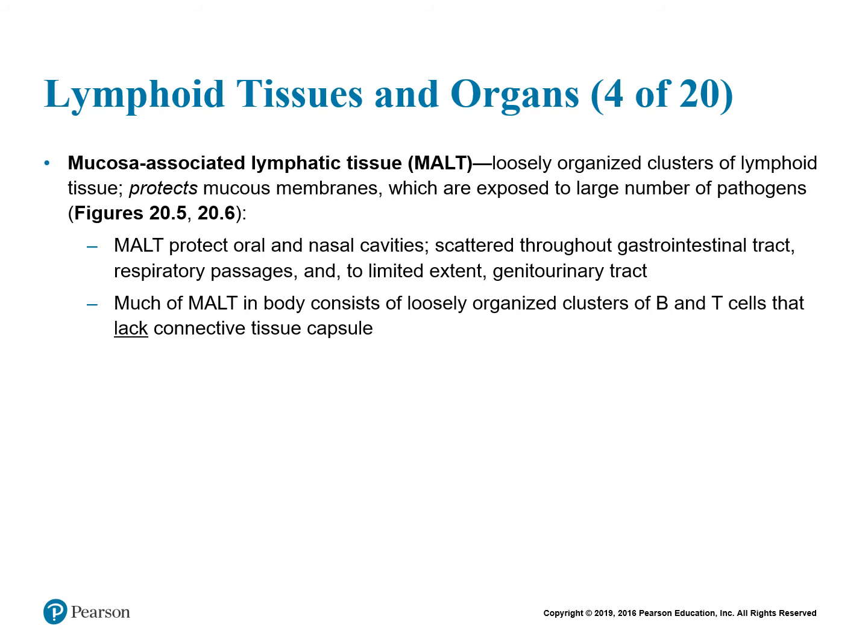So the mucosa-associated lymphatic tissue is, again, really, really loose. It protects the mucous membranes. And again, you also have a source of white blood cells in that MALT. It usually lines your oral and nasal cavities, your GI tract, and some of your respiratory passages. And again, most of it is B and T cells that don't have any type of connective tissue or a capsule. They're just very loosely organized.